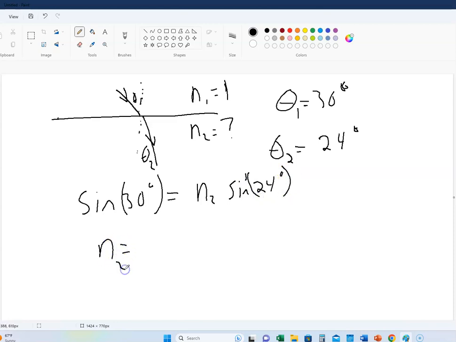And 2 is the sine of 30 degrees divided by the sine of 24 degrees. And now you have to take the sine of each of those, and then I'll show you on the calculator. All right.